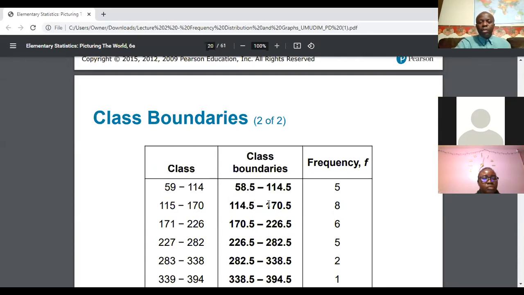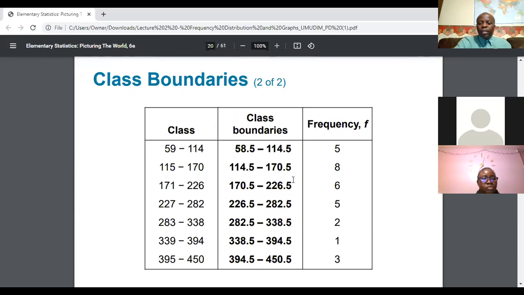Now, let me explain more. If you look at this, we subtracted this from here, we get 58.5, right? We added it here, we get 114.5. You follow it for all of them. Now, look at this. There is no more gap. See? The gap is closed. Unlike here, where after 114, you have a gap before you get 115. But in this case, there's no more gap. So with these boundaries, you can now have your frequency from our first work we did here. You can now draw your histogram. So I'm going to take you to the place where we'll draw the histogram.